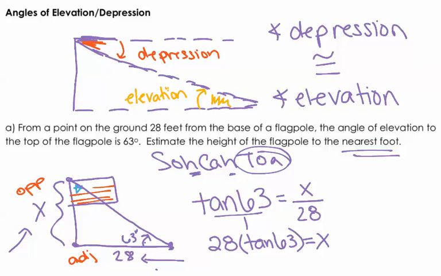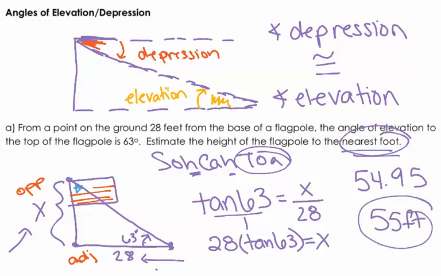When you do all of that, tangent of 63 times 28, you're going to get 54.95. So I knew my answer was going to be 55, but I wanted to get this. Nearest foot means we're rounding up to 55 feet. Yay!